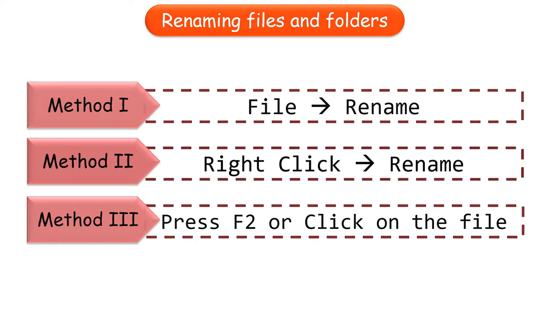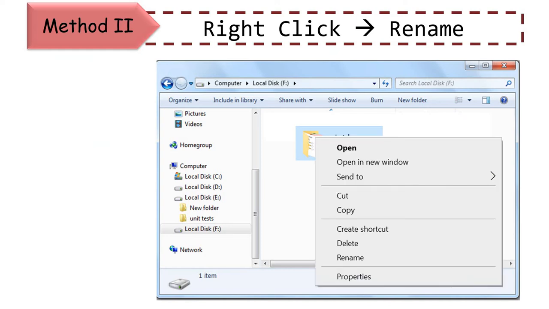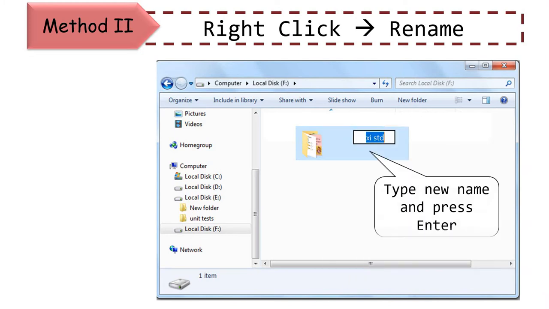Method 2: Right-click, Rename. Select the file or folder which you want to rename. Right-click on the selection and select the Rename option. Again, type the new name and press Enter.